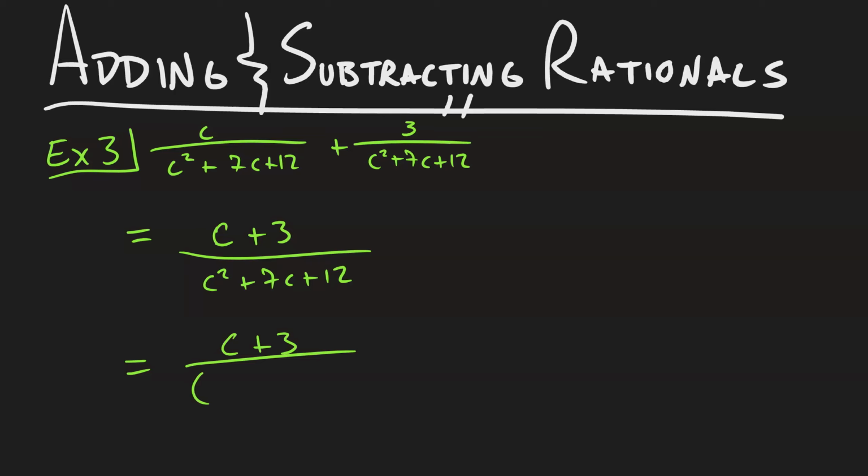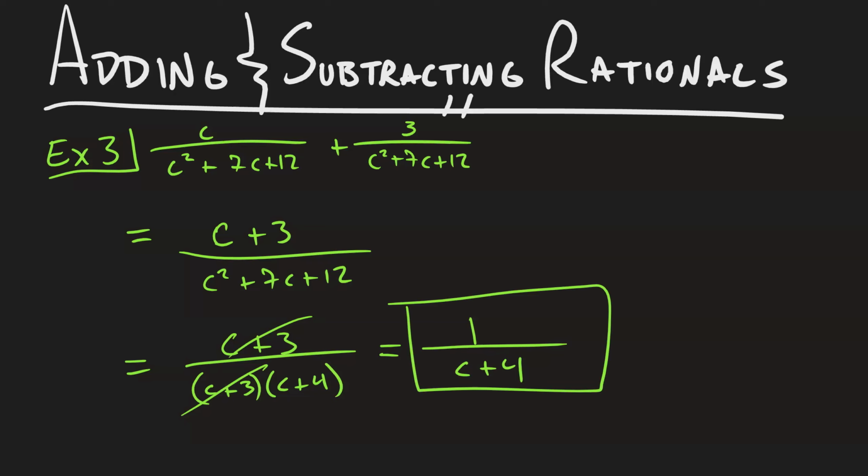It's going to factor out to c plus 3 times c plus 4, which means that we can cancel out a c plus 3 from our numerator and denominator, leaving us with just 1 in the numerator and c plus 4 in the denominator, which is as simplified as we can get it. So that is our solution.